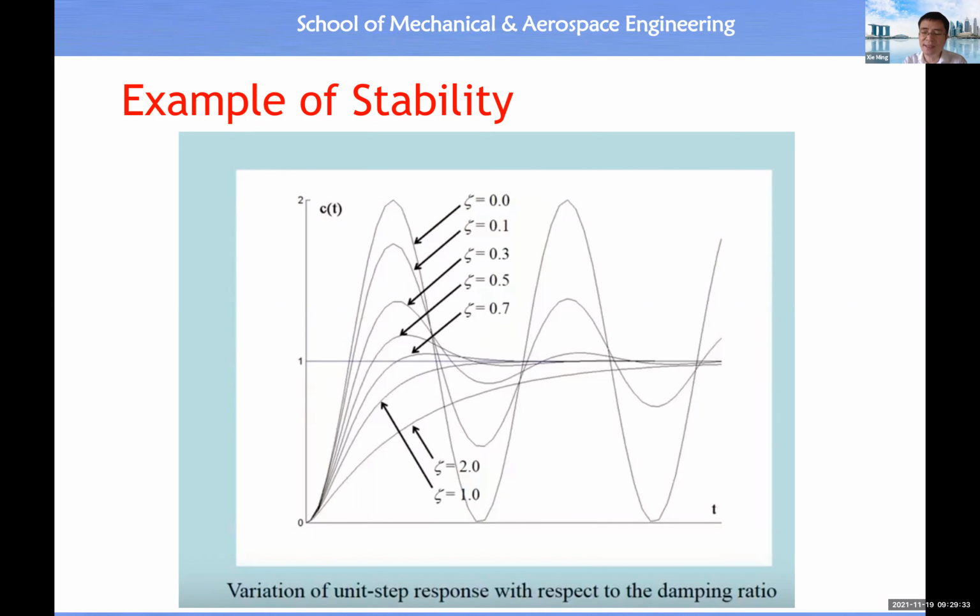Or you use the term oscillation. Oscillation separates a stable system from an unstable system. When the magnitude goes to infinity, it becomes unstable. When the magnitude goes to zero, or converges to zero, then it becomes stable.